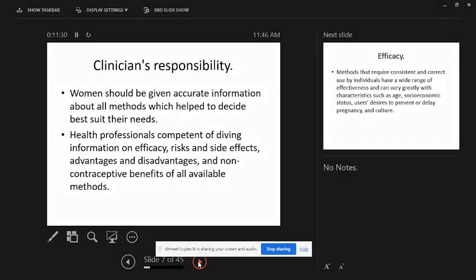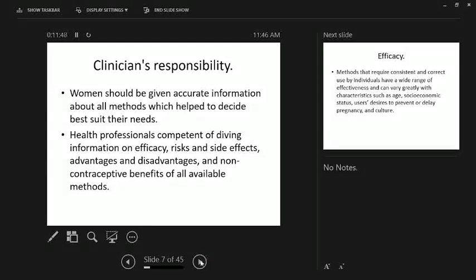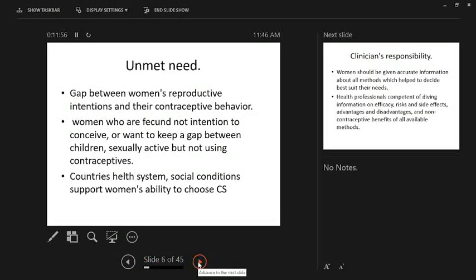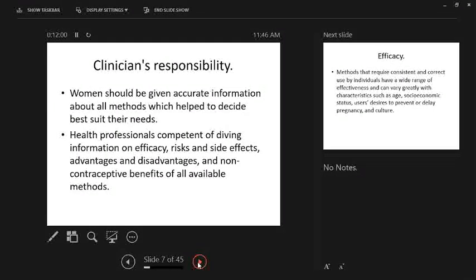On the other hand, in Sri Lanka, this is the condition. In Sri Lanka, when we look at the consumption of contraceptives, middle-aged women are the people who don't use contraceptives because they are not having regular sexual interactions. At the same time, they don't have any intention to have another child, but they are sexually active.